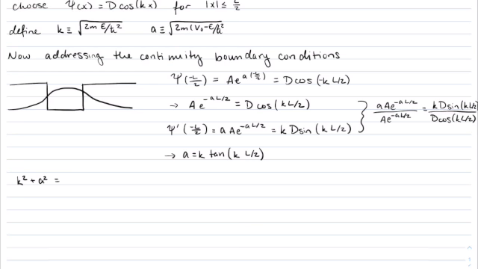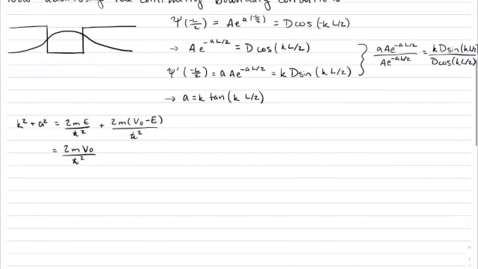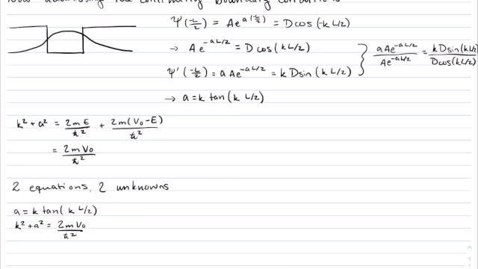And then, given the definitions of k and a, we can rewrite that into k squared plus a squared, which, solving through, is going to end up being equal to 2m V0 over h bar squared. We now have two equations with two unknowns. So that means that we can essentially solve for these unknowns. So we've got a is equal to k tangent kL over 2, and k squared plus a squared is equal to 2m V0 over h bar squared.